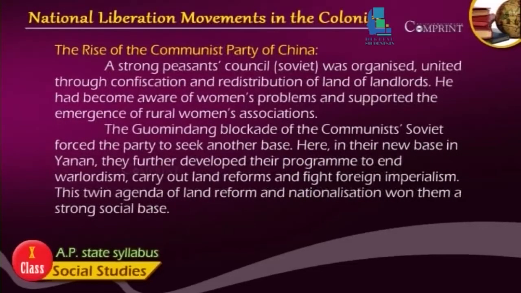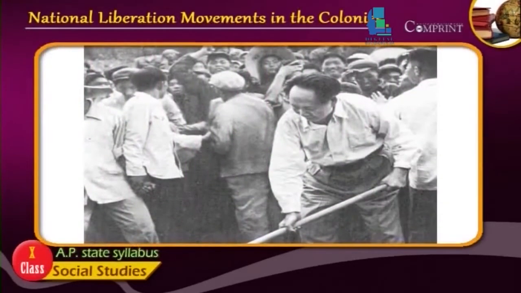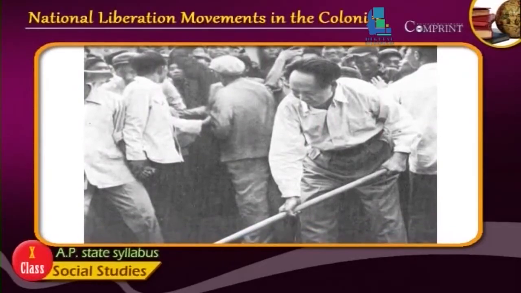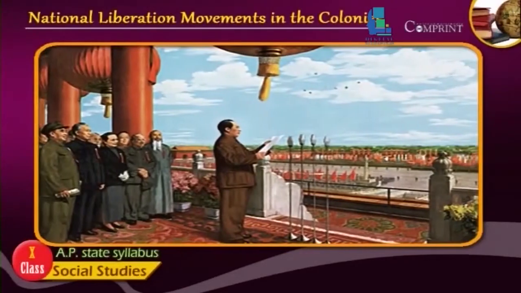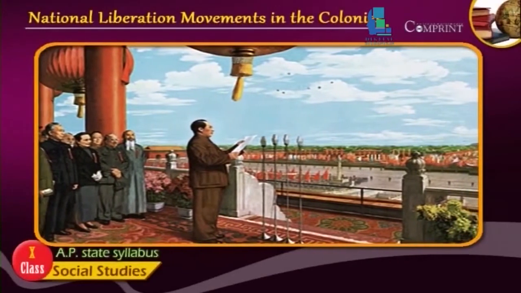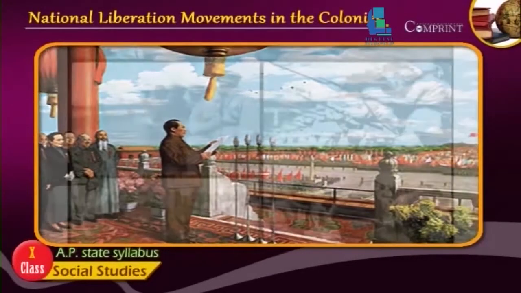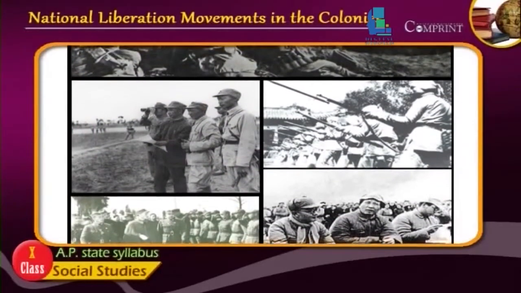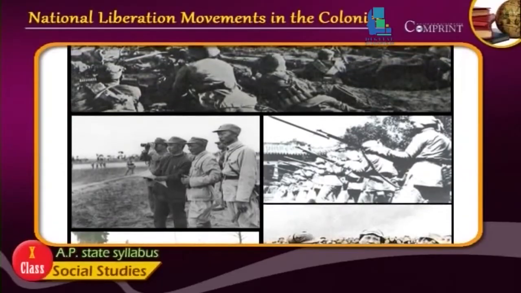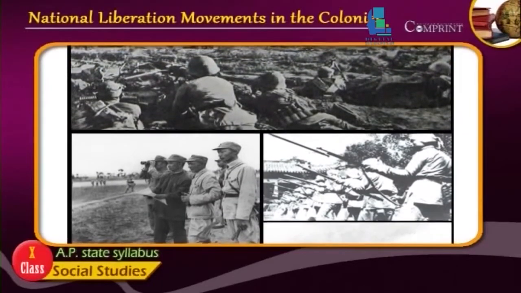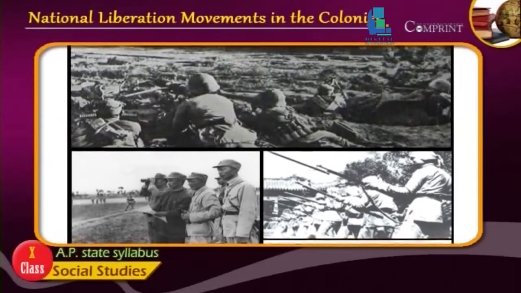A strong peasants' council, or Soviet, was organized, united through confiscation of land from landlords and its redistribution. He had become aware of women's problems and supported the emergence of the Rural Women's Association. The Kuomintang blockade of the Communist Soviet forced the party to seek another base.